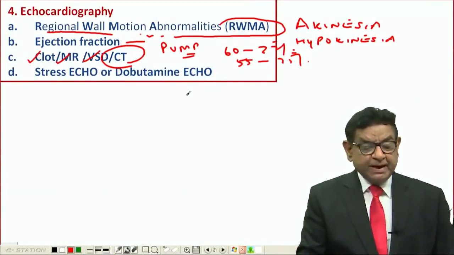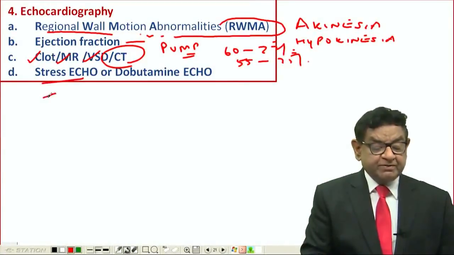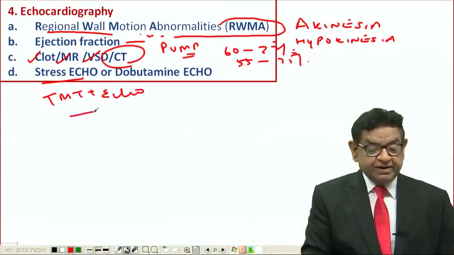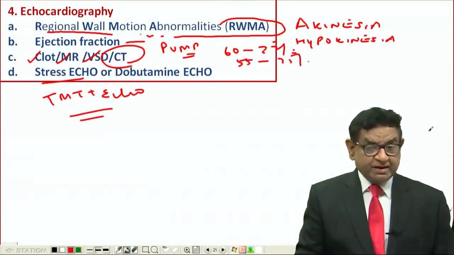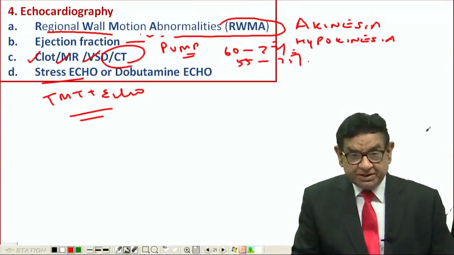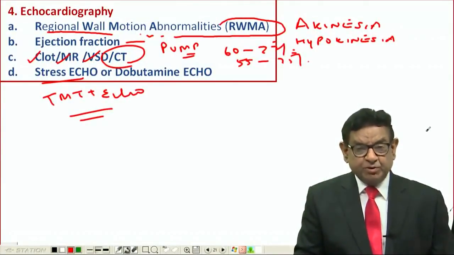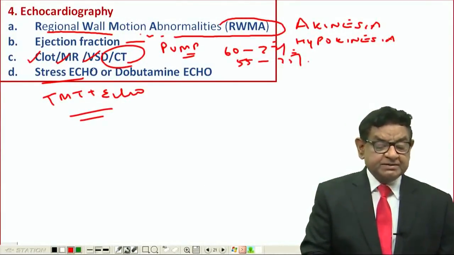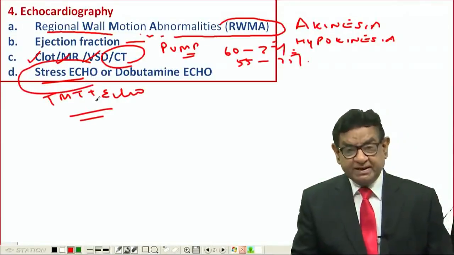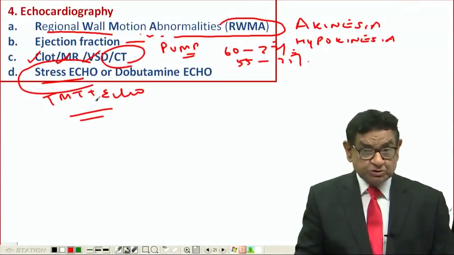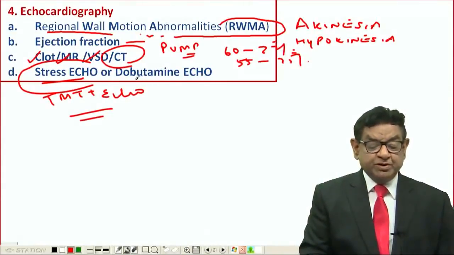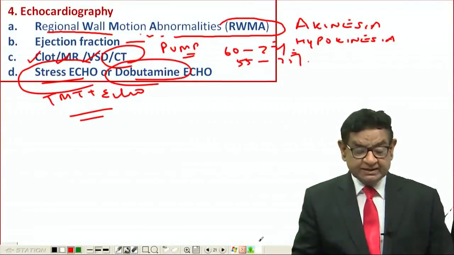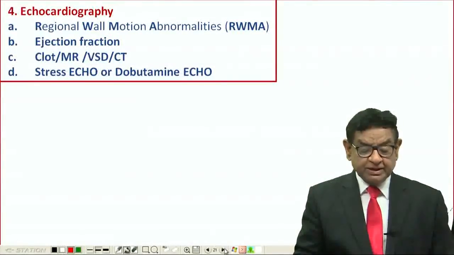Or one more thing, at times we can combine echo with a stress test. That means we do TMT plus echo. It definitely has better yield. Why? Now we are visualizing the myocardium in the condition where it is under stress, where more ischemia is picked up. Stress echo is definitely better than echocardiography, and those patients where we can't do stress, we can combine echo with dobutamine test. Again, the idea is to look for the ischemia.